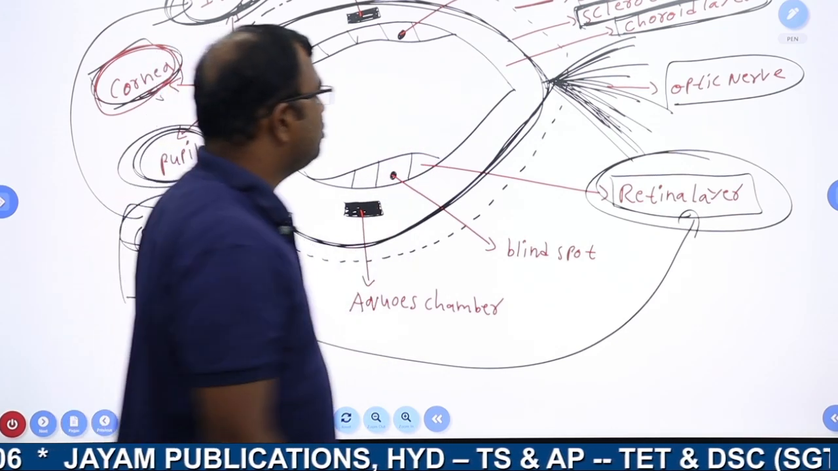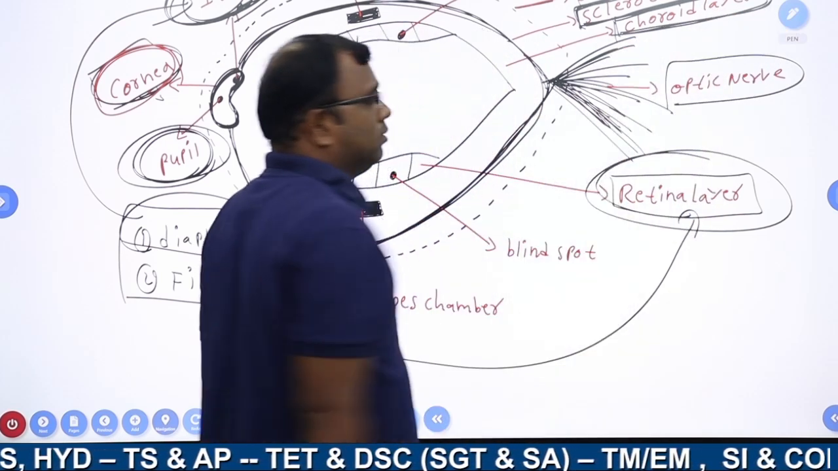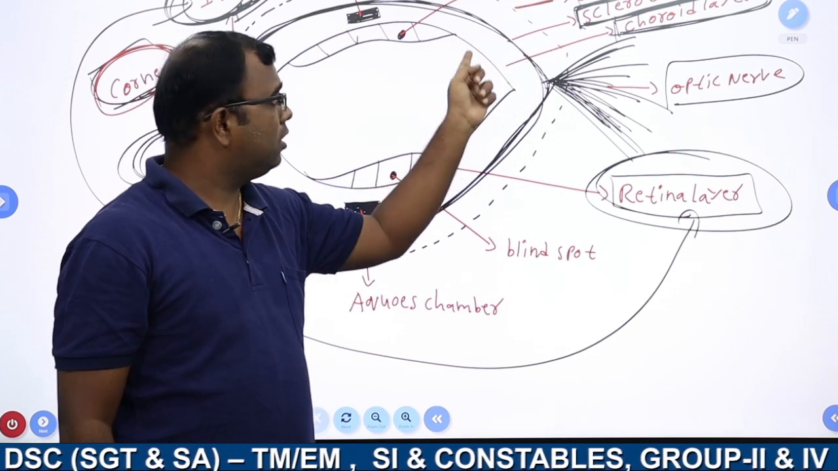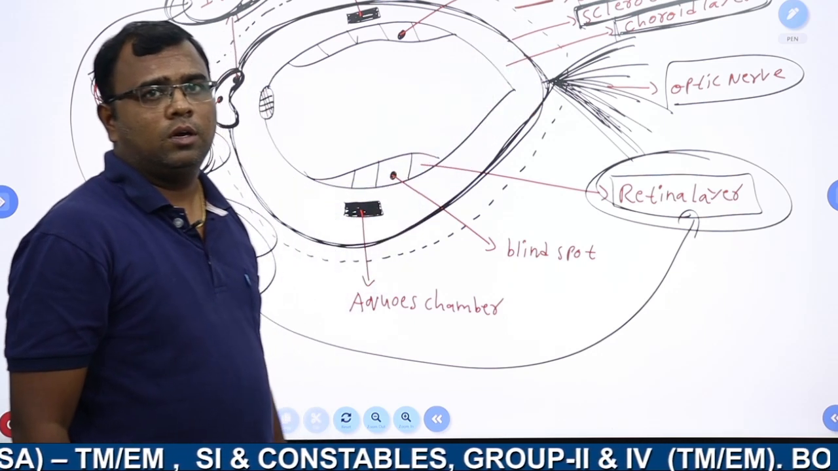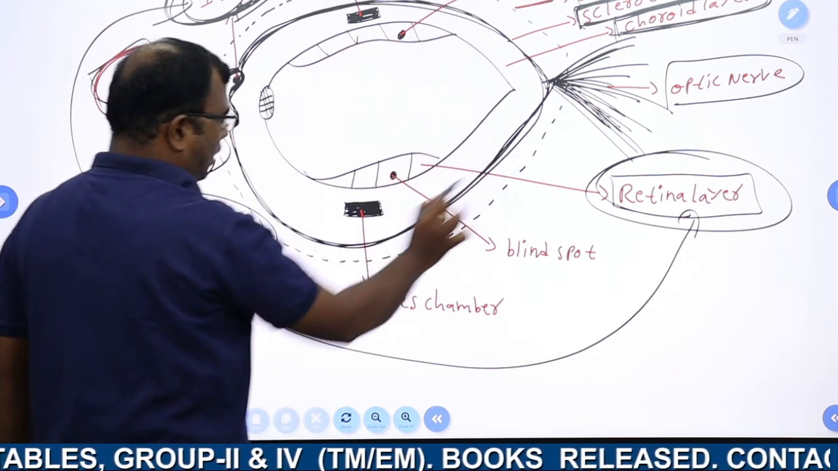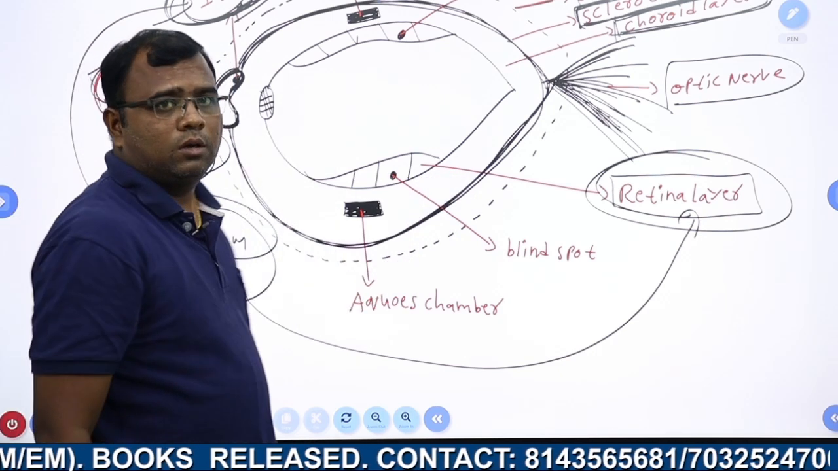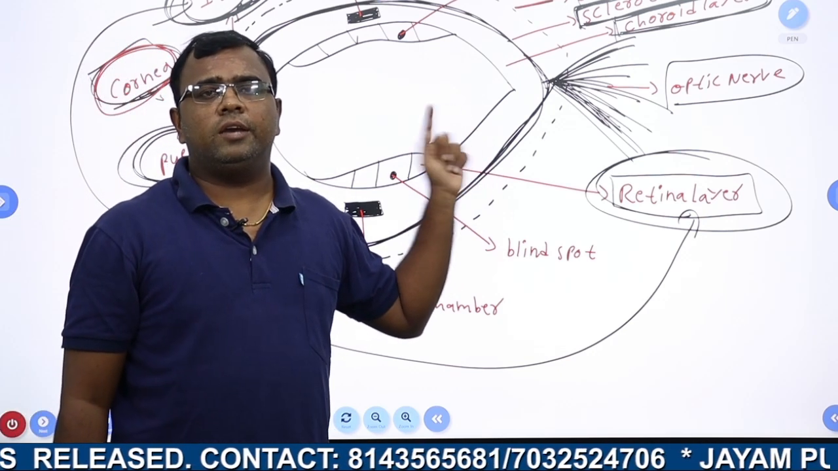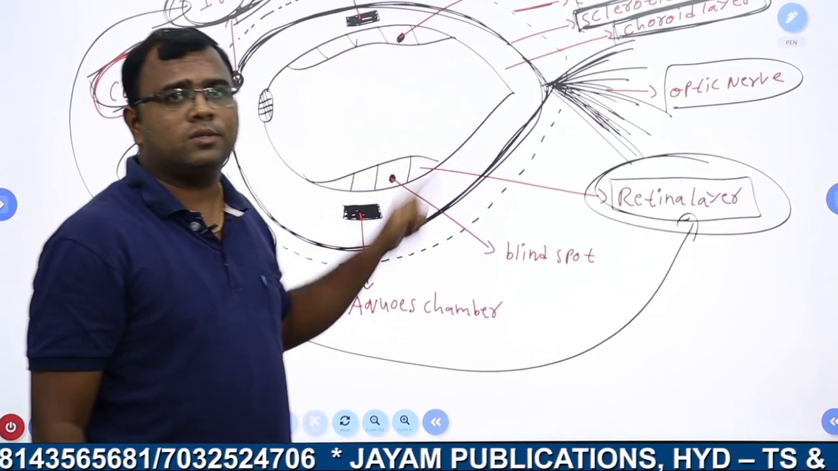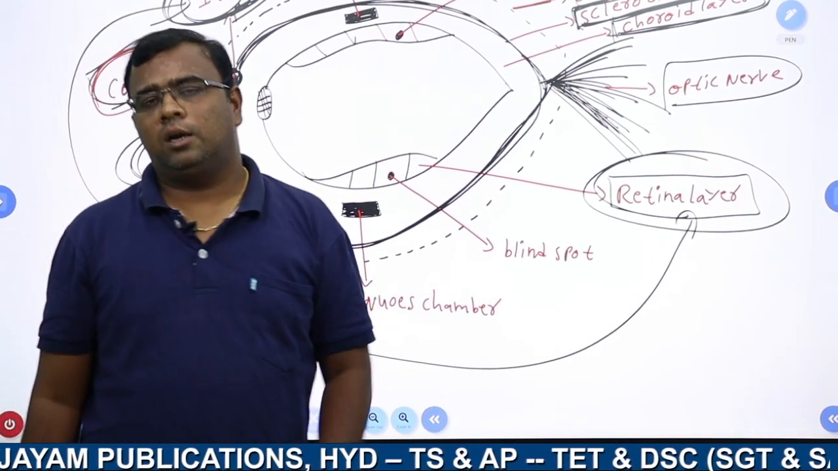The first layer, the sclerotic layer, is completed. The second layer is the choroid layer. This is the choroid layer. The first layer, the sclerotic layer, is white in color. The second layer, the choroid layer, is black in color.